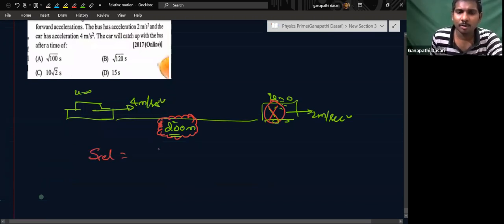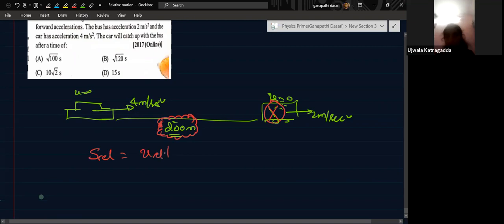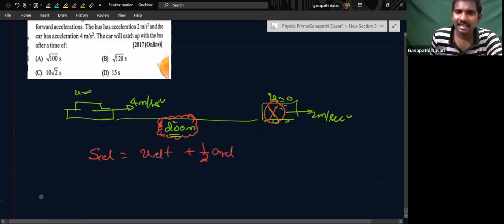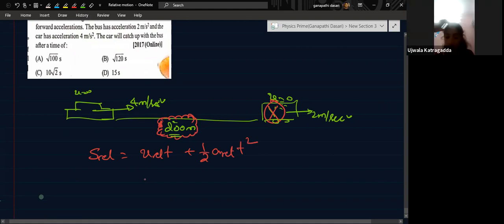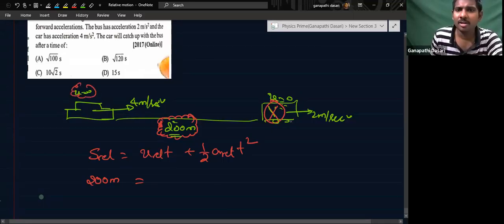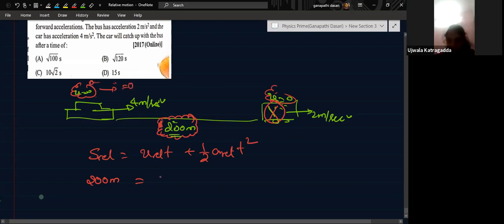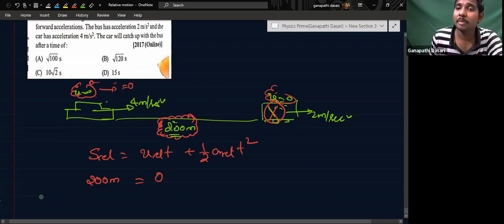S relative is equal to U relative into T plus half into A relative into T square, isn't it? Yes, sir. S relative is how much? 200. U is 0 initially, here also U is 0. Stop the bus and reverse its velocity and give it to the car. This is also 0, this is also 0, 0 plus 0 is 0. So U relative is 0. But sometimes U relative may be there initially for both of them, so be careful in solving the question.